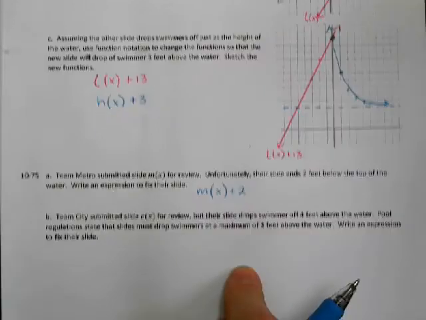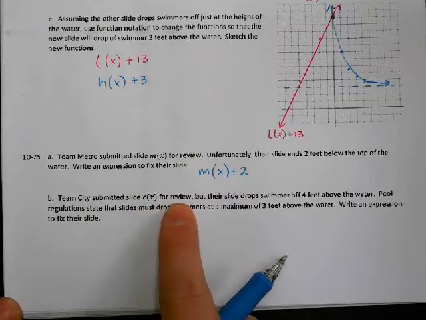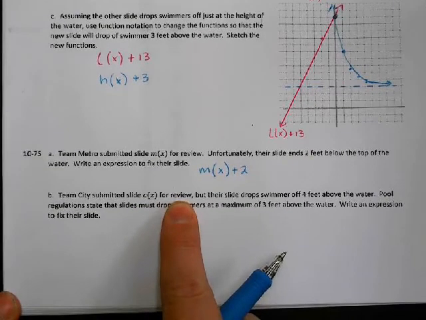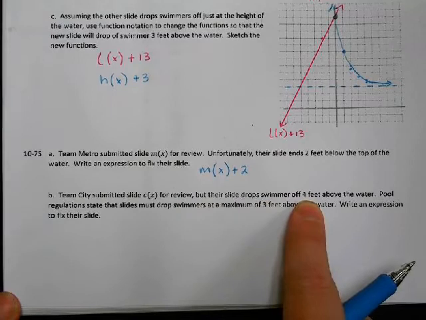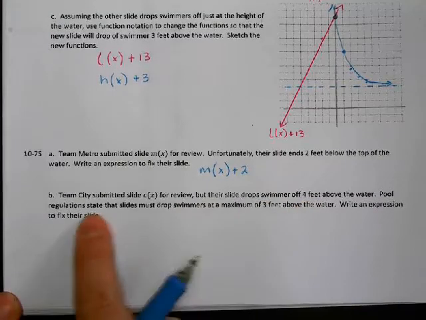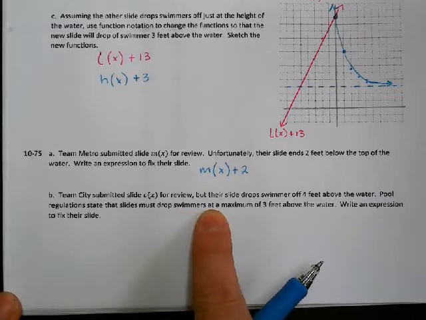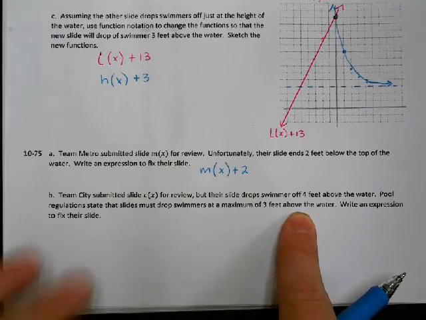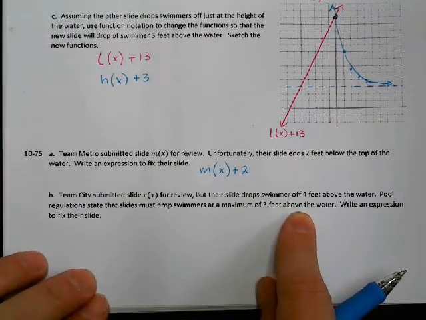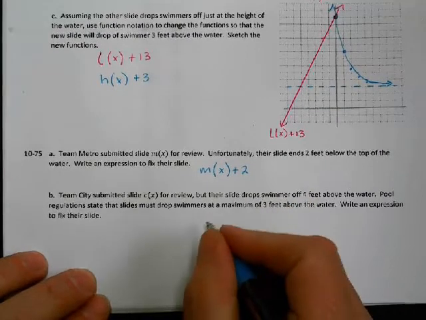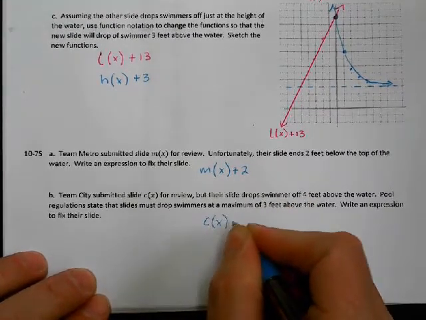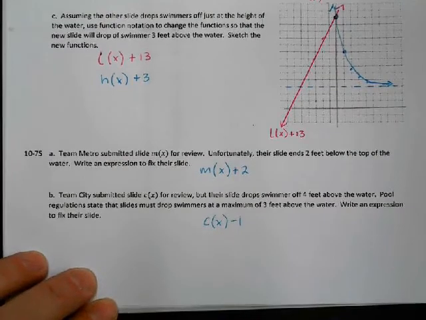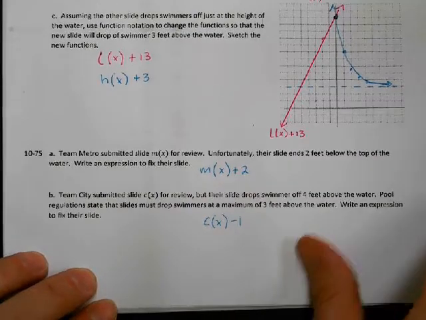Team City submitted c of x for review, so that's their slide they want to build. But their slide drops them off 4 feet above the water level, and pool regulation states that slides must drop swimmers off at a maximum of 3 feet. So it's too fun to drop it off at 4 feet, so we got to lower that some. Okay, we got to limit the amount of enjoyment that people get. So I want to drop it a foot, so for c of x, I would just subtract 1. And then that would shift the whole graph down 1 unit. Pretty easy, right?